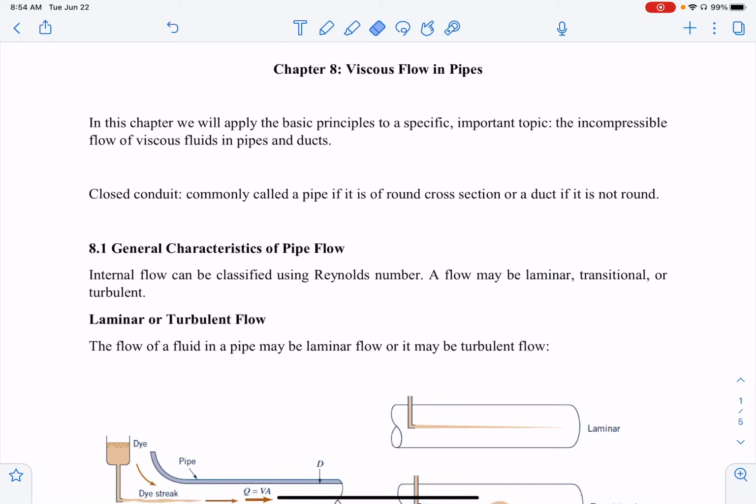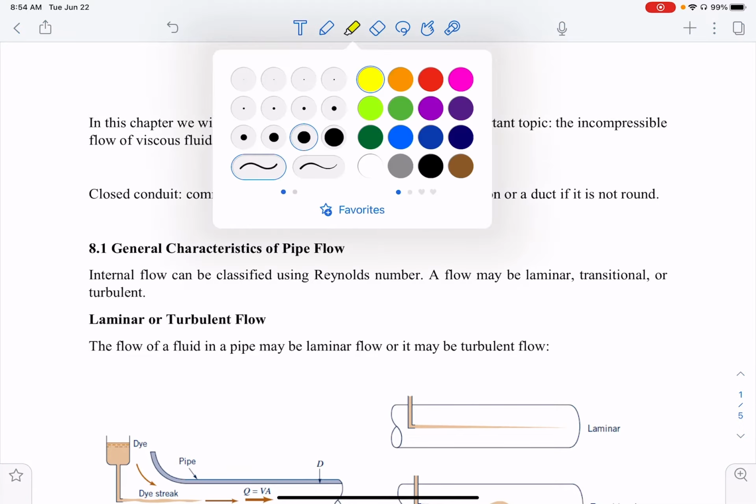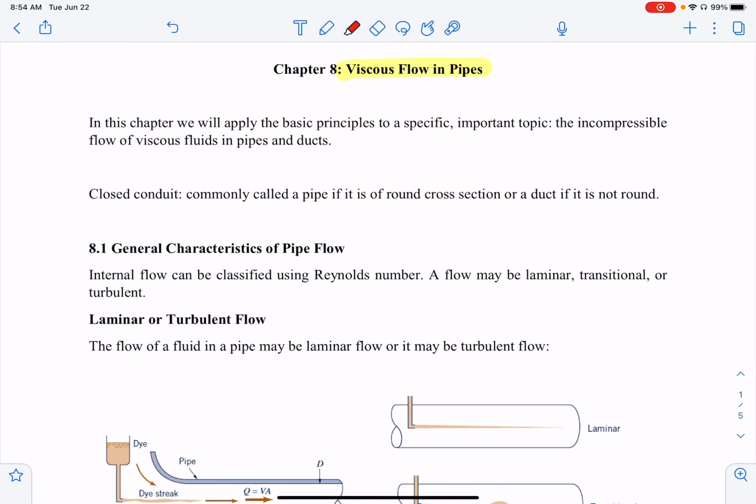And so today I'm going to talk about the viscous flow in pipes. And to start, let's talk about what is the flow in pipe. If we transfer a fluid, which includes liquid or gas, in a closed conduit, which is commonly called a pipe if the cross section is round, and if it's not round, then we call it a duct. So it is very important in our daily operations.